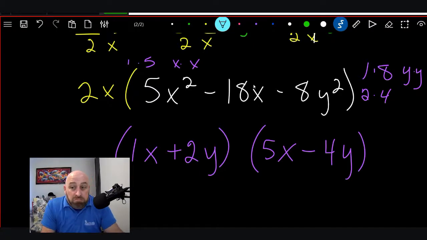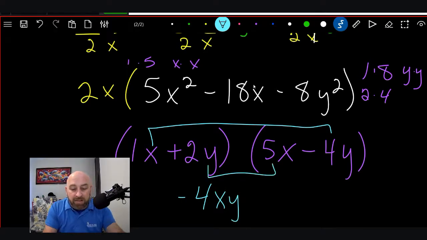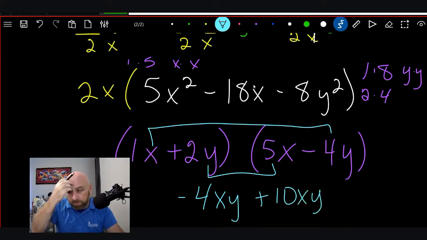Let's practice, wondering maybe will this work. We want to do the firsts, and that's going to give us negative 4xy. And then we want to do the last, and that's going to give us a positive 10xy. So when we go ahead and subtract that, because it's actually combining, and how do you combine different signs? We're going to subtract, take the sign of the larger, so that's going to give us 6xy.